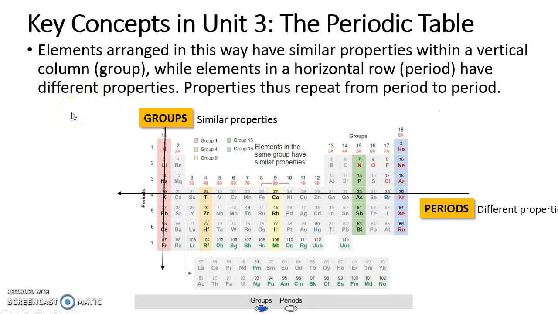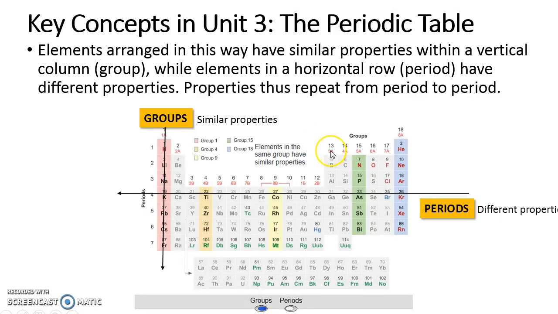Elements are arranged in a way that have similar properties within a vertical column, those are the groups, while elements in a horizontal row have different properties. So groups are the ones that go up and down, similar to what you would know as columns. And groups are very similar to each other because they have the same number of valence electrons. So group 1, they all have 1 valence electron. Group 2, they all have 2 valence electrons.